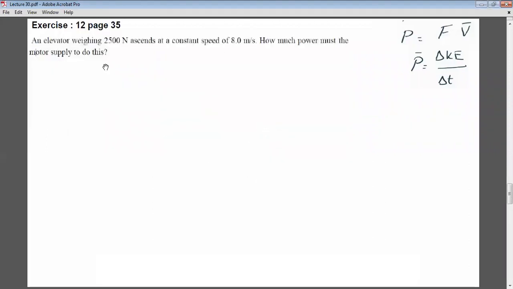Let's do another exercise. An elevator weighing 2,500 Newton. So I have the force is equal to 2,500 Newton. The force in this case is W, the weight. It's moving at a constant speed. So V is equal to 8 meters per second. It's a constant speed. It's not changing. How much power must the motor supply to do this?